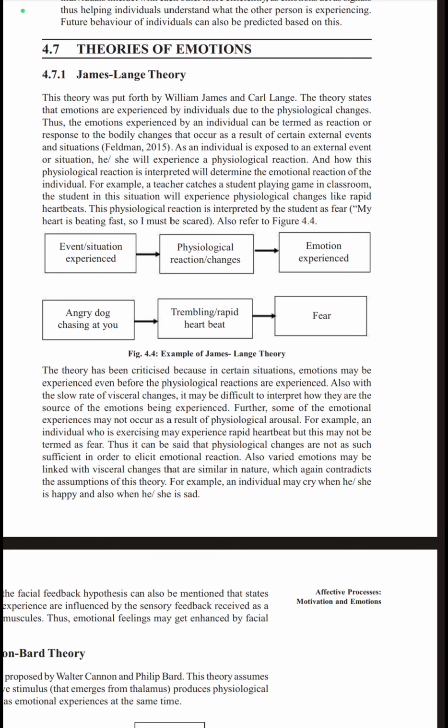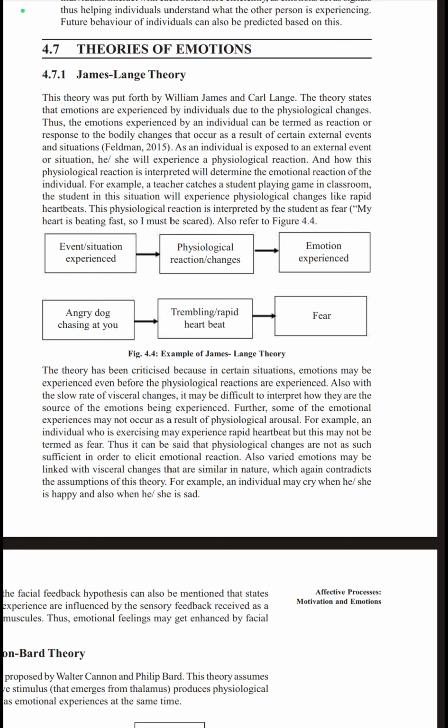So it's basically saying, like, I feel my heart is beating faster, so my brain will react to my fast beating heart, and then it will create an emotion of fear or sadness or something like that. The theory has been criticized because in certain situations, emotions may be experienced even before the physiological reactions are experienced. So this is what we were talking about. In many cases you first feel the emotions and then bodily changes happen, and in many cases there can be no bodily change but you will still feel the emotion, right?